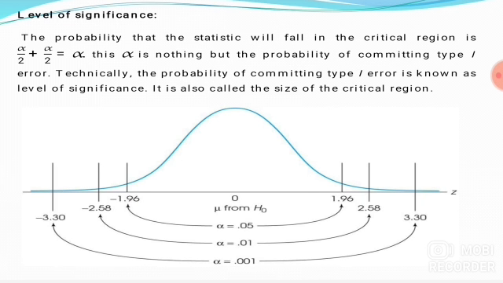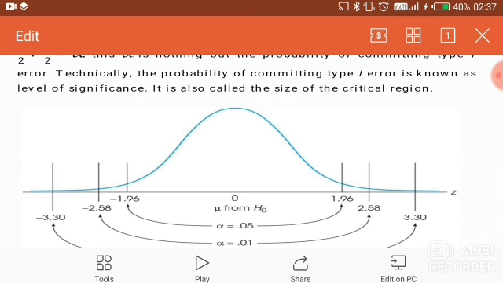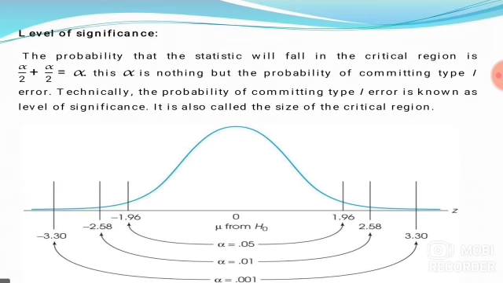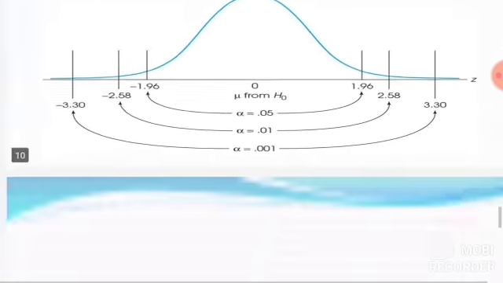This alpha is nothing but the probability of committing type first error. Technically, the probability of committing type first error is known as the level of significance. It is also called the size of the critical region, and it is also called the probability of type first error.